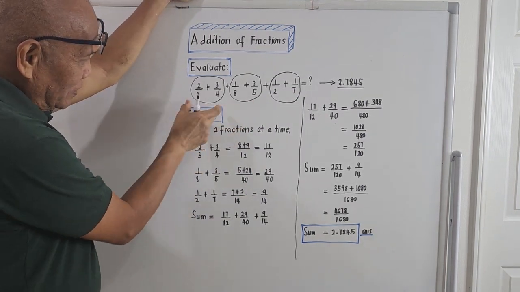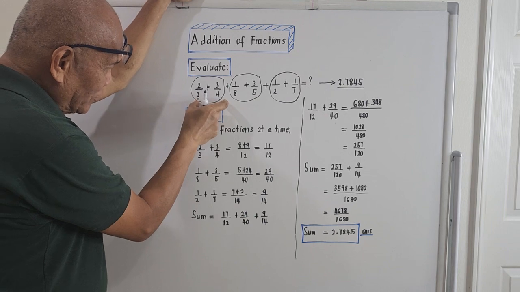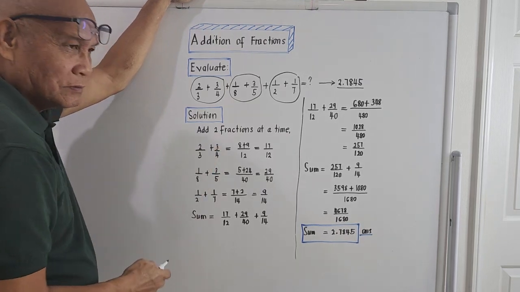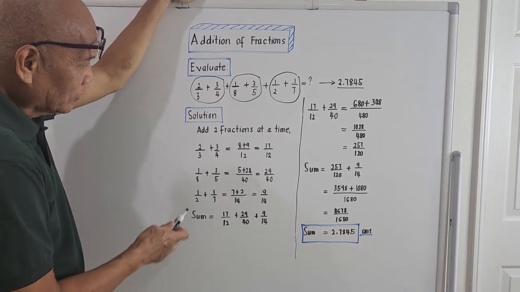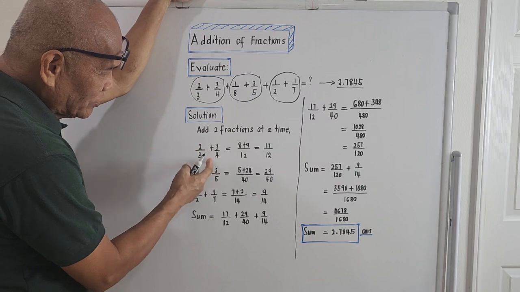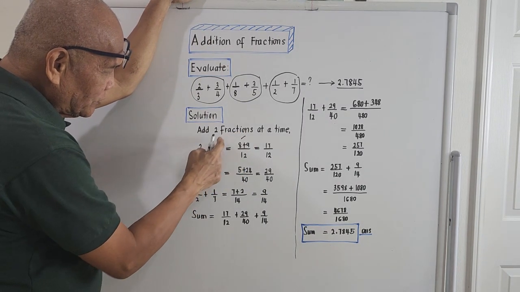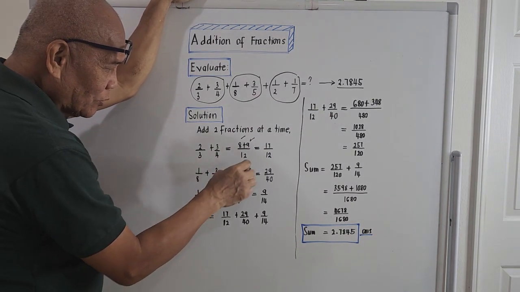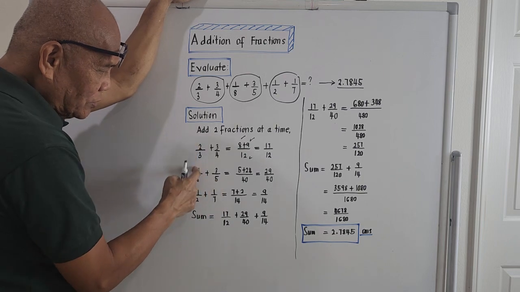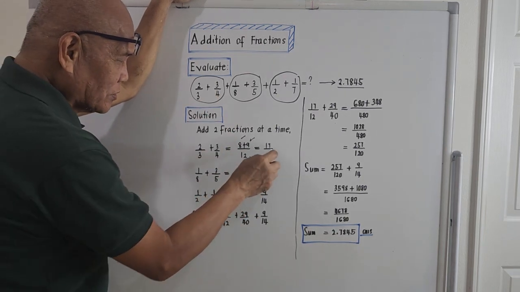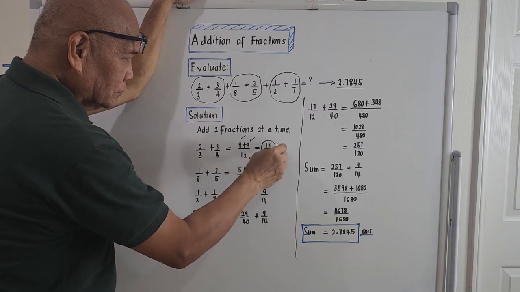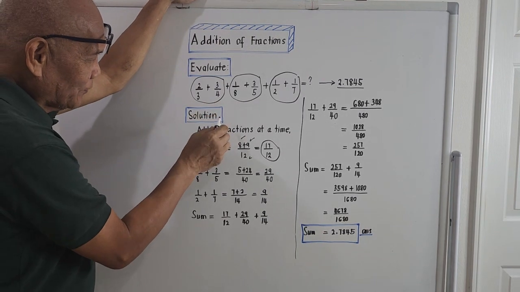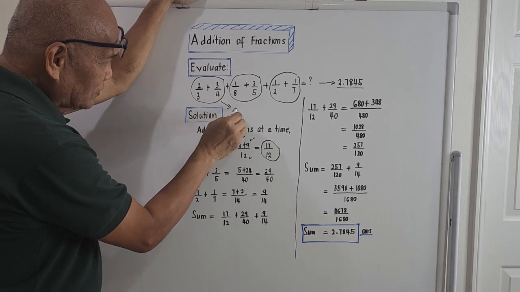So if we combine 2/3 plus 3/4, using the butterfly method, the numerator will be the product of 2 times 4, which is 8, plus 3 times 3, which is 9. The common denominator will be the product 3 times 4, which is 12. So 2/3 plus 3/4 as a single fraction is 17/12. We have simplified this one already.